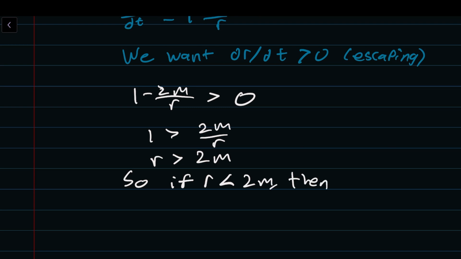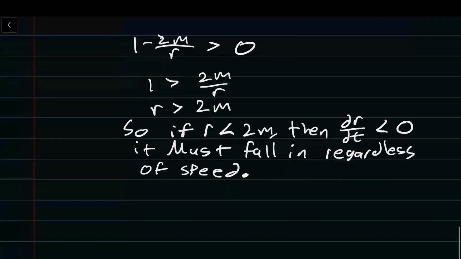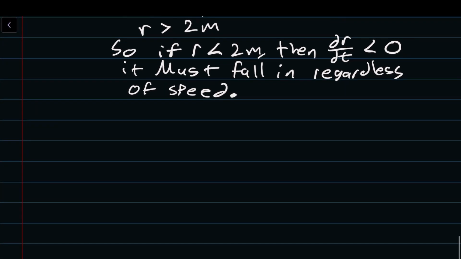And remember, we just said r equal to 2m is where the event horizon is of the black hole. So this gives meaning to the event horizon. If something is within the event horizon, meaning if r is less than 2m, then the particle must fall into the black hole regardless of how fast it's going, because dr/dt is negative.